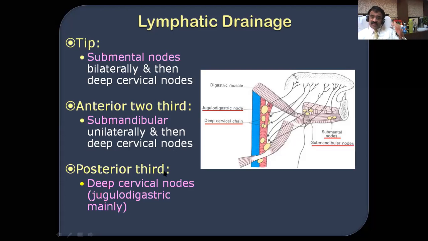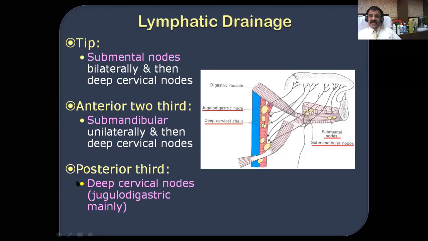Whereas the posterior one-third of the tongue is drained into the deep cervical nodes, and these deep cervical nodes are also called the jugulodigastric node. I have shown you the jugulodigastric node. You can see it still here in this picture, the jugulodigastric node, deep cervical nodes.